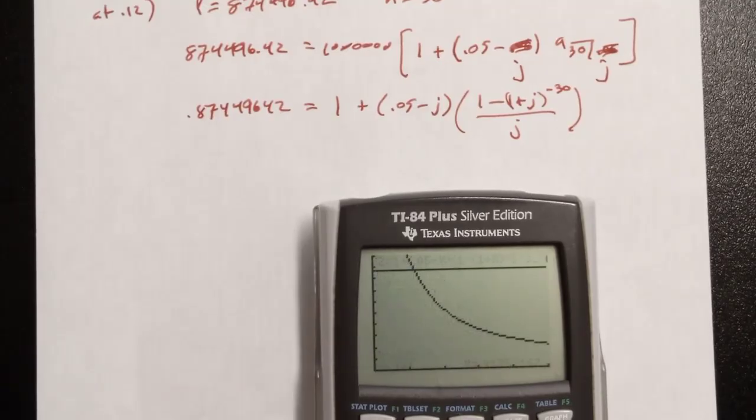So I get an intersection of, let's call it, 0.059. That's J.